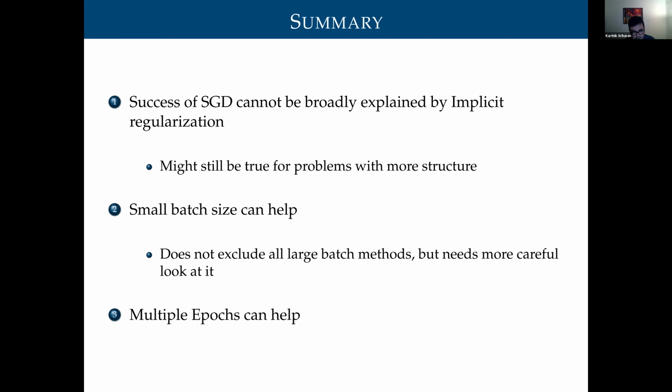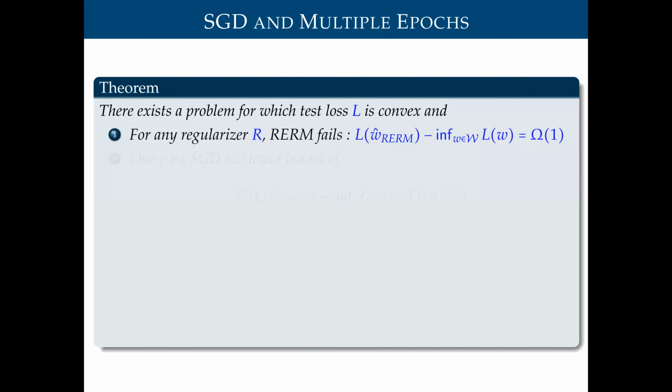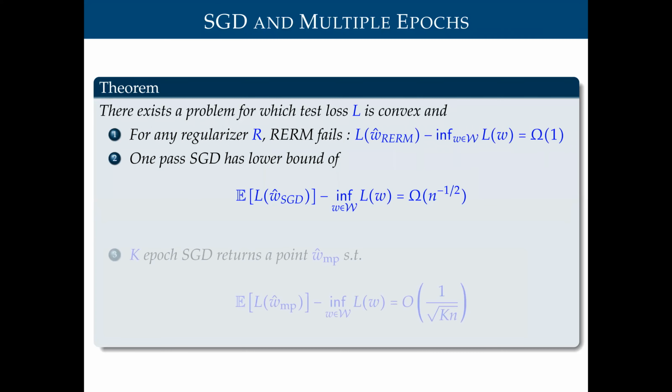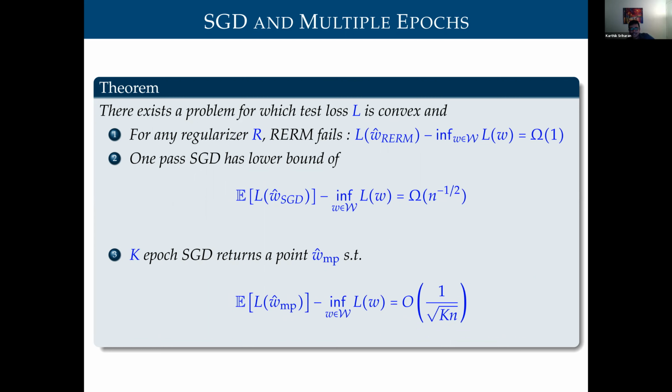There was a question. Hello. Yeah, can you go back to the result for multiple epochs? Sure. I have a question about this result. First, I just want to confirm: this is just for some particular problems, it's not for general problems, right? Yeah, this says that there are problems for which this happens. It's not for general problems.